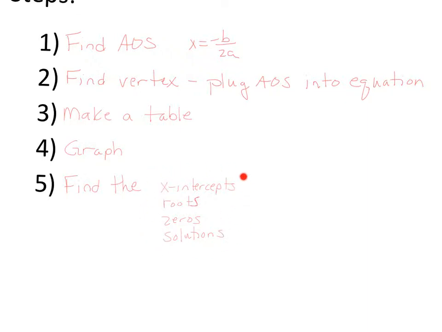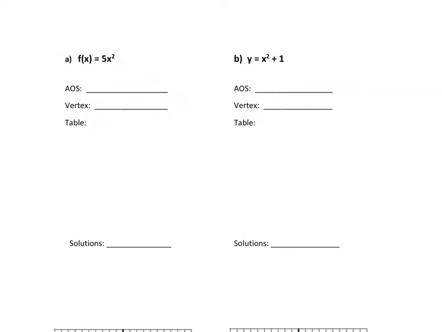Remember, I can use all 4 of these words. They all mean the same thing. So it doesn't matter if I say x-intercept, root, zero, or solution. Let's go over to the next page here, and we're going to start with our first problem.